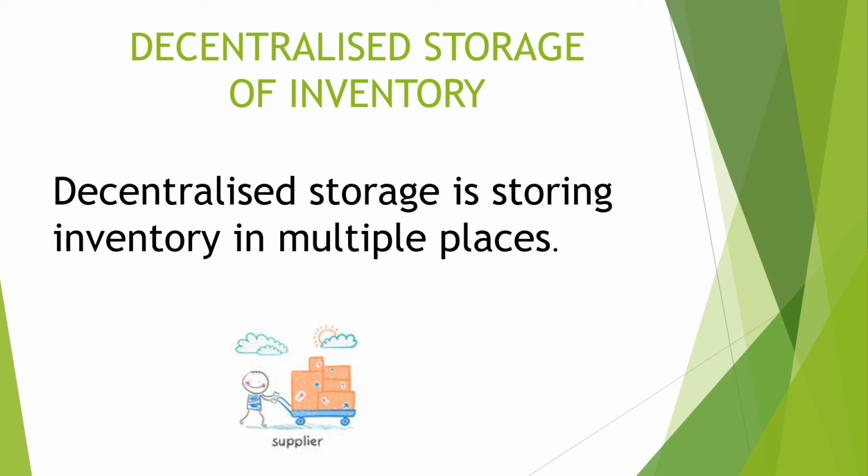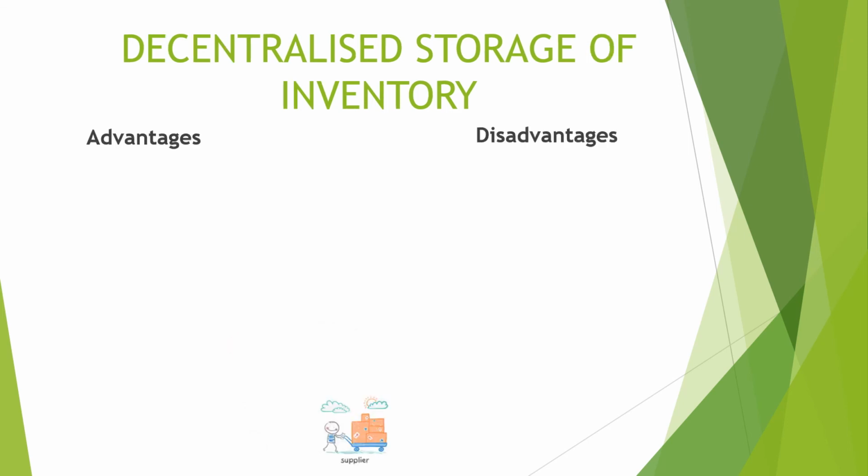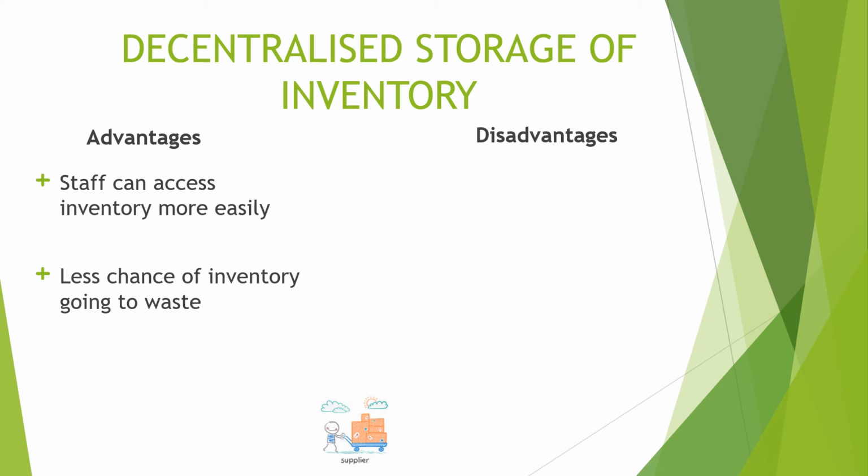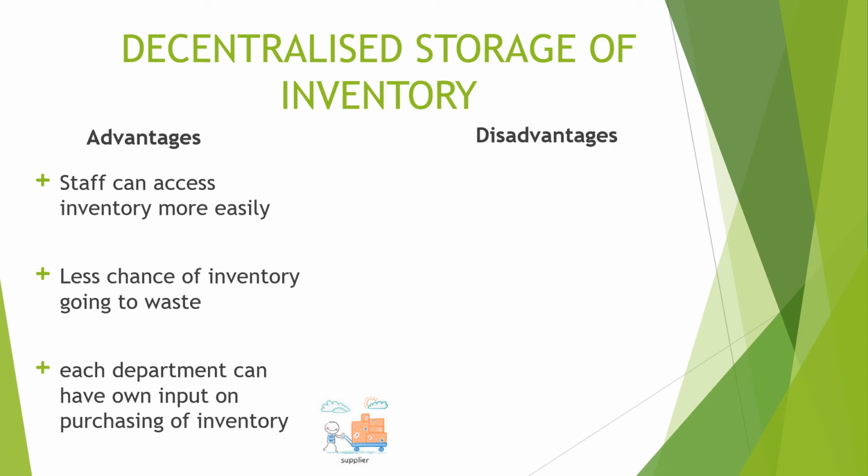Decentralised means that every department or every branch will hold its own inventory in its own area, and that means that staff can access the inventory more easily. There's less chance of it going to waste because you're ordering for yourself, so you're not ordering perhaps too much that doesn't get used. You know how much your branch or your department uses, and you can have your own input on the purchasing of inventory.